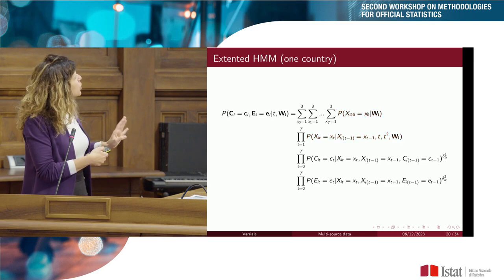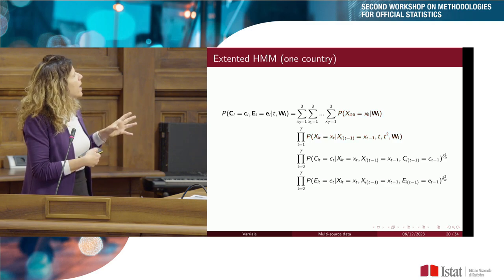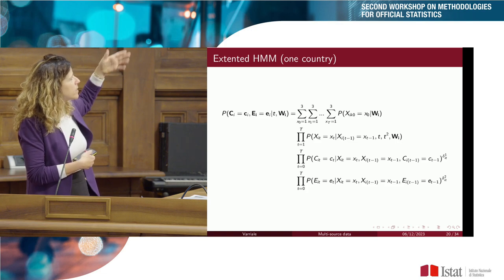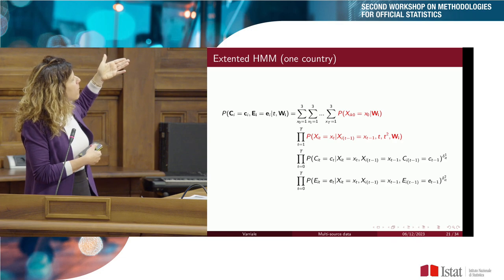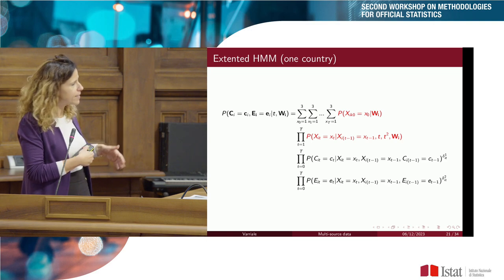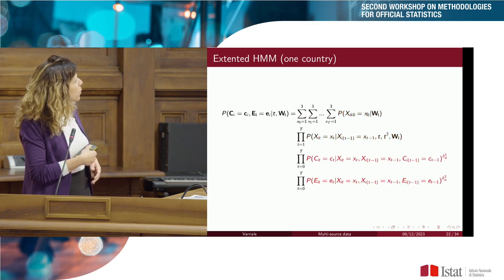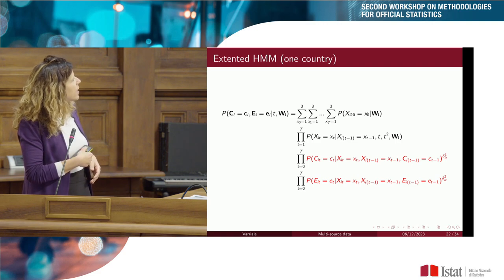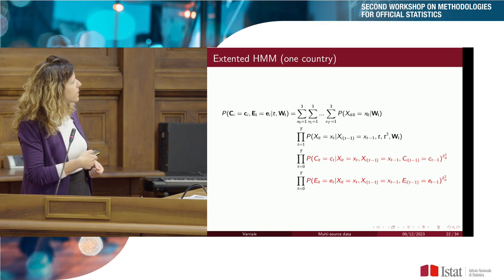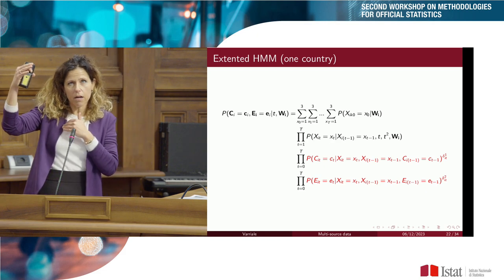We don't go into details, I just want to show you that this model is a multiplication of probabilities that are modeled through multinomial logit models. Here we have a part representing the latent process, so the initial state probability and then the transition probability of the X variable that represents our latent state. And then here we have the measurement process, so the probability of observing something in a category in the employment register, depending on the time point, the latent status at time point t, but also on the past. The same happens for the labor force survey. So we have a division between the structural part and the measurement process.